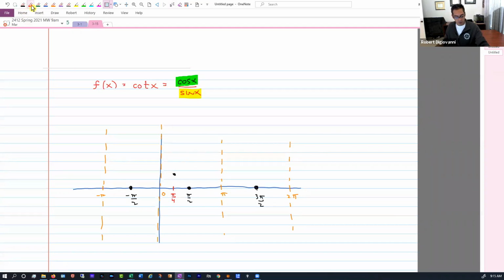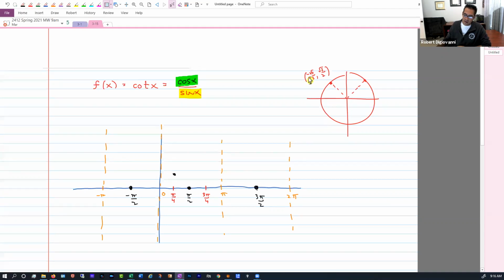Now, this one's a little harder. How about if we plug in a number that is a little bit bigger than pi over 2? We just plugged in pi over 4, and we already know that cotangent would be 1 because this would be the x coordinate divided by the y, which gives you 1. But if I plug this value in, 3 pi over 4, that's right here. That's negative root 2 over 2, and then positive root 2 over 2. So if I do cosine over sine, that's the x divided by the y, I get -1, right? So now this graph over here goes down.